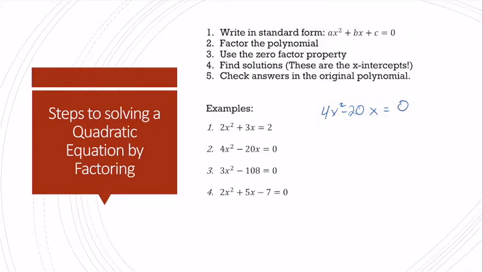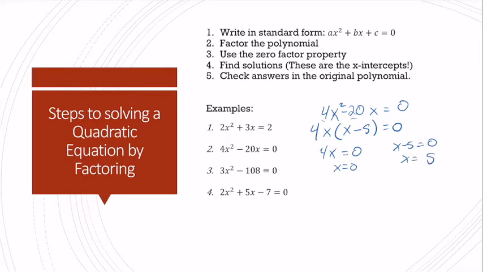What's the greatest common factor of 4x squared and 20x? Well, of course they have an x in common, but they also have a factor of 4 in common, so I can pull that out as well. That gives me 4x times x minus 5 equals 0. And I go ahead and set each of these terms equal to 0. I get x is 0 and x is positive 5.